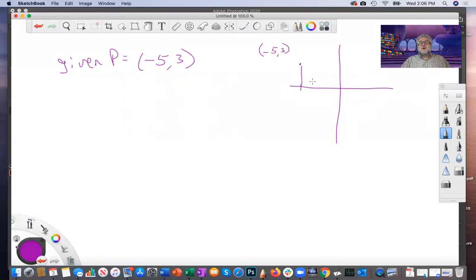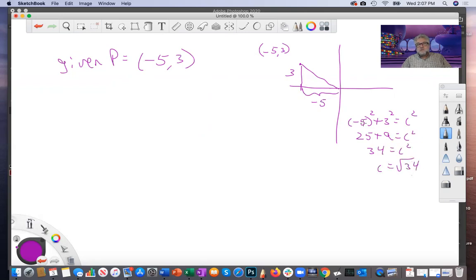So again, we'll draw a triangle. And I know this side is 3, and this length here, I'm going to use negative 5. It's very important you include that negative sign, or you're going to get some minus sign errors. And when I do the Pythagorean theorem, minus 5 squared plus 3 squared equals c squared. I don't really care about the negative because it's going to get squared. 25 plus 9 equals c squared. 34 equals c squared. C equals radical 34, just like before.